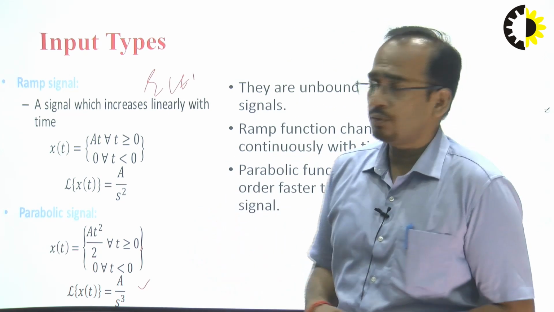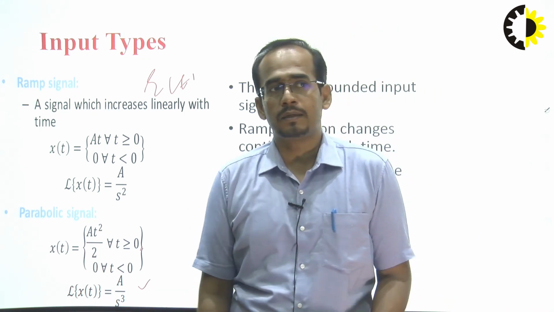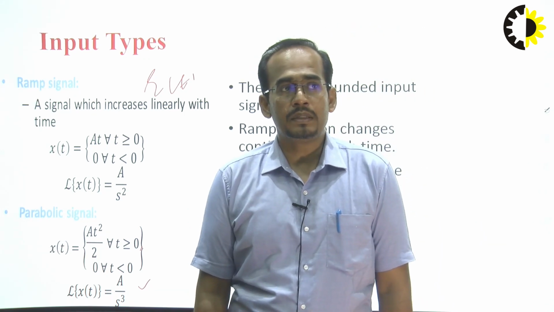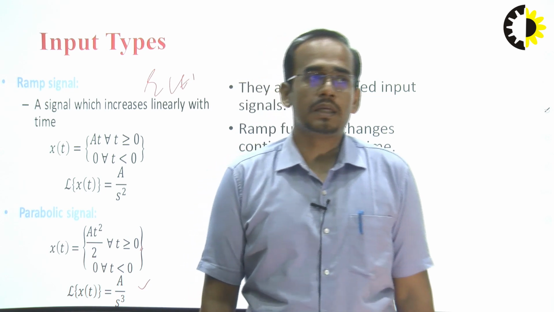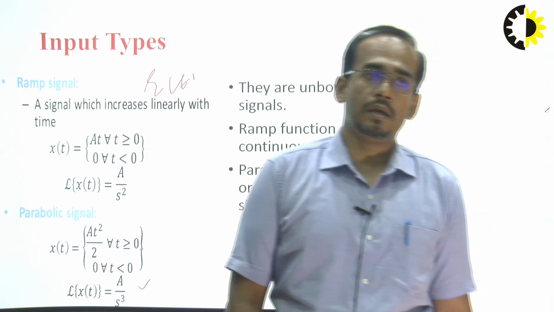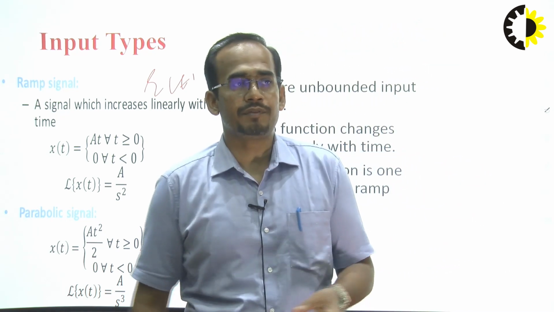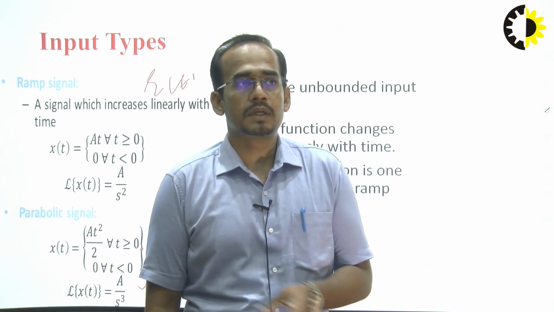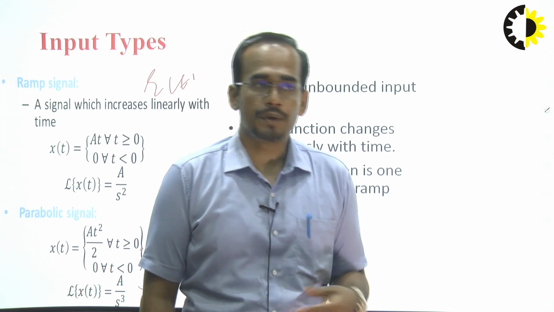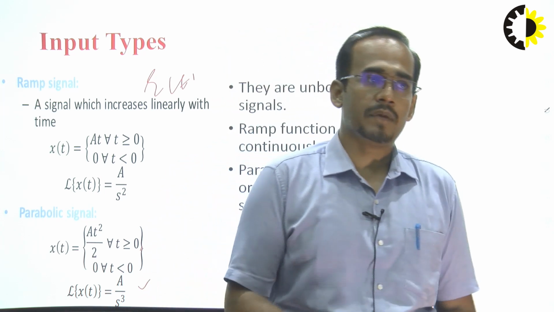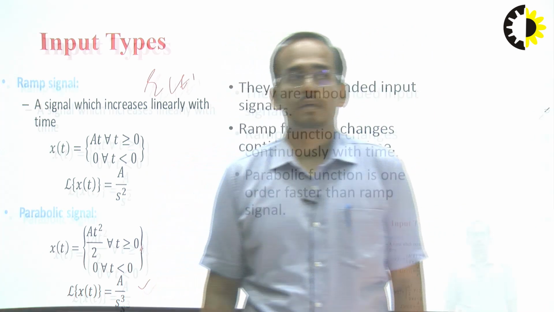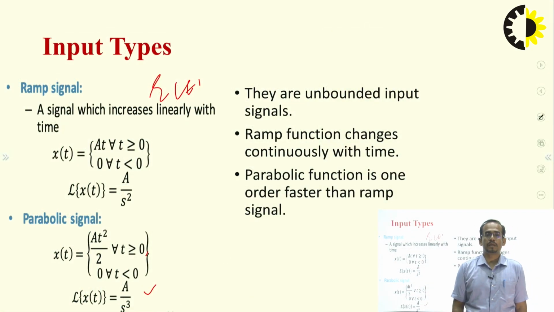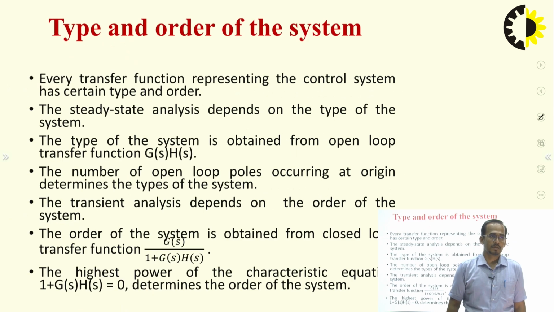There is a relation between step signal, ramp signal, and impulse signals. The impulse signal is the derivative of the step signal, and the step signal is the derivative of the ramp signal. Similarly, we can get them by integrating the impulse signal and step signals.